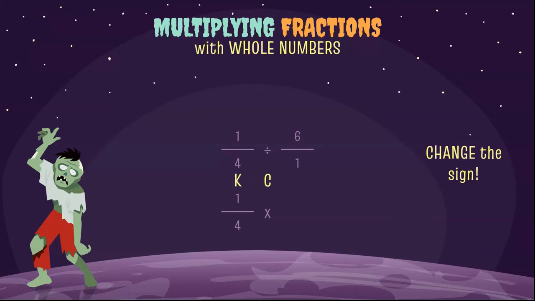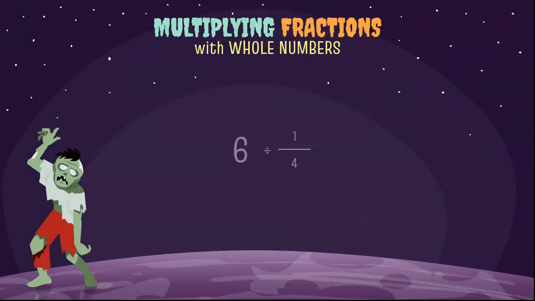We can't just leave 6 over 1 as 6 over 1. No, we're going to have to flip it. So we're going to find what is called the inverse. So instead of 6 over 1, we are going to make that 1 over 6, 1/6. Now we can multiply. And we're multiplying fractions, so if you need help multiplying fractions, I have a video on that. We get the answer 1/24.